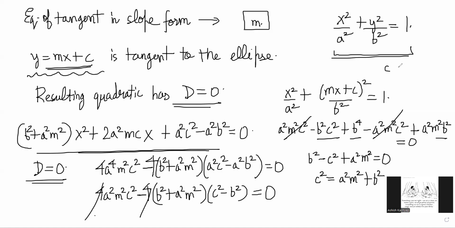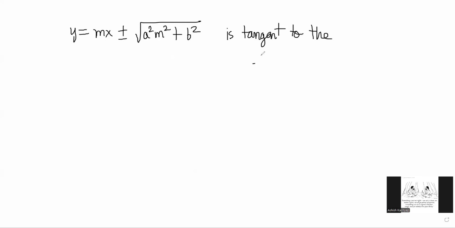So the c value can be plus or minus root over a square m square plus b square. And if we get a condition on c, we know the equation of the line, what it will be. And you will get basically y is equal to mx plus or minus root over a square m square plus b square is tangent to the ellipse x square by a square plus y square by b square equals 1.